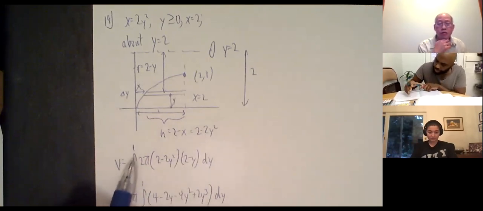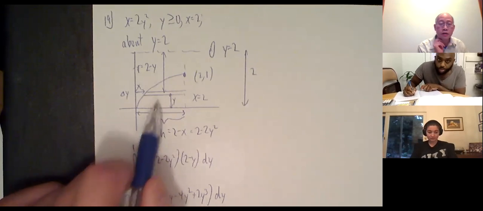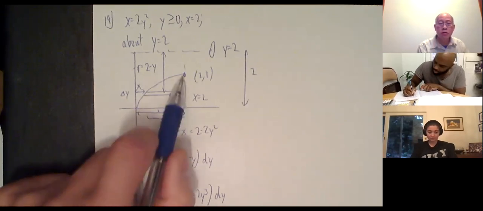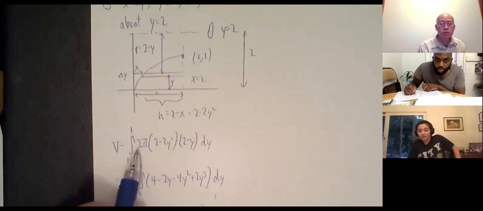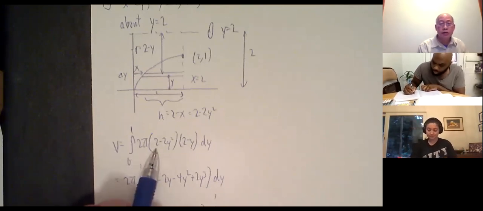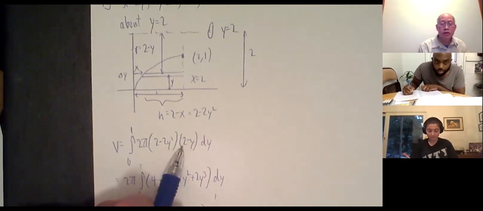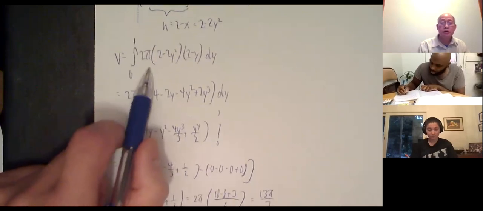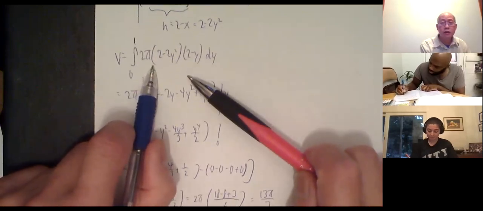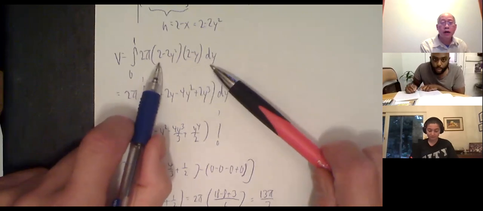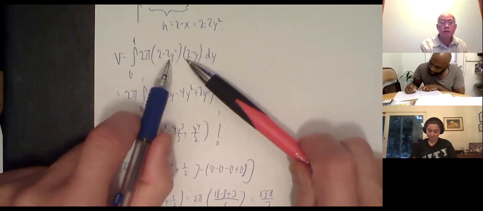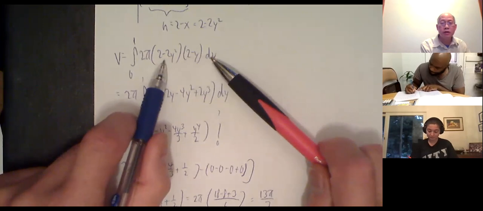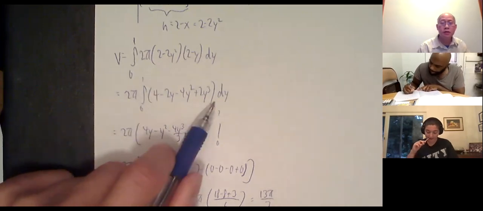So I'm integrating with respect to y. My slices are delta y. So I'm integrating from 0 to 1 of 2 pi r h, radius times the height. So that's 2 minus 2y squared times 2 minus y dy. Okay, take out the 2 pi, just FOIL this out. So 4 minus 2y minus 4y squared plus 2y cubed dy.